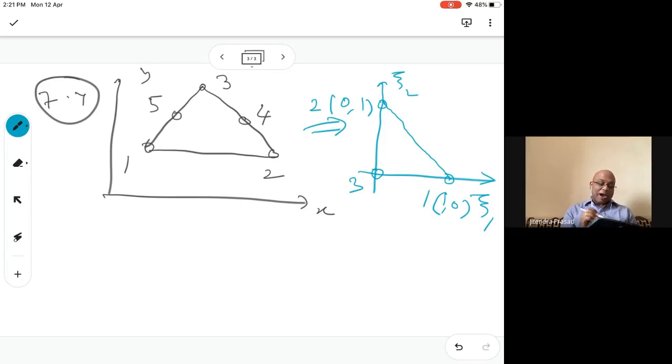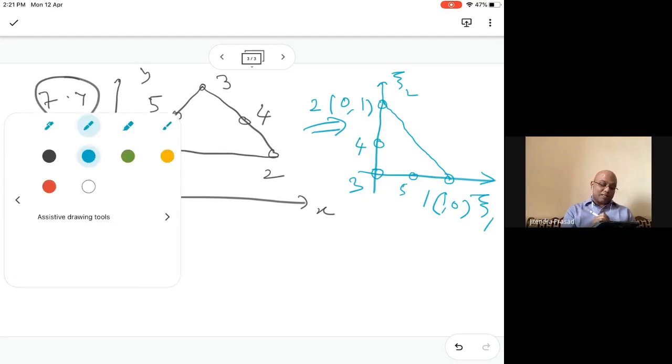Now you will also add these points. So the point between 2 and 3 is 4. So 4 is going to be here. Now between 1 and 3 is 5. So this is going to be like this. So this is 5.